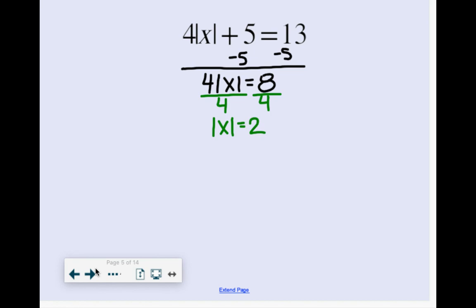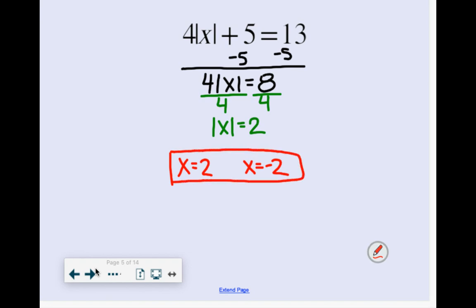Then I'm going to divide by the 4 because it is also outside. Okay, so we get the absolute value of x equals 2. Notice how x is the only thing left inside that absolute value? That means when you set it up as two equations, it's just going to be simply x equals 2 and x equals negative 2. And you are done. There's no solving left because x is the only thing left.